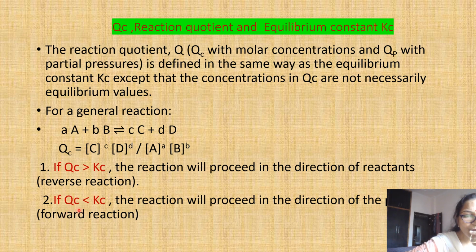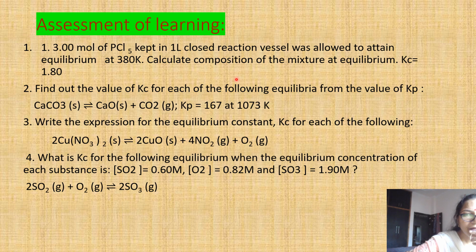Similarly, when Qc is less than Kc, it means concentrations of C and D are less. To make the concentration of C and D equal to equilibrium concentrations, the reactants must change into the products. That is, the reaction must go in the forward direction. These are some questions which you can solve very easily. Thank you.